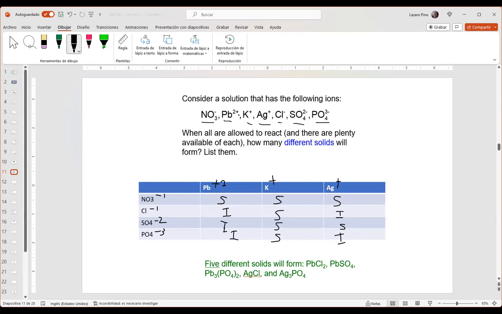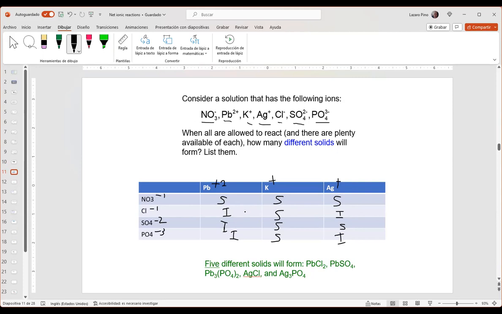Here you have different anions and different cations. I put them into this table, and I began combining this with this, and we get a soluble compound. This with this makes a soluble compound, and the same with silver. But what happened with chlorides? Well, chloride and lead-2 and chloride and silver produce insoluble compounds. In the case of chloride and potassium, well, they are soluble.